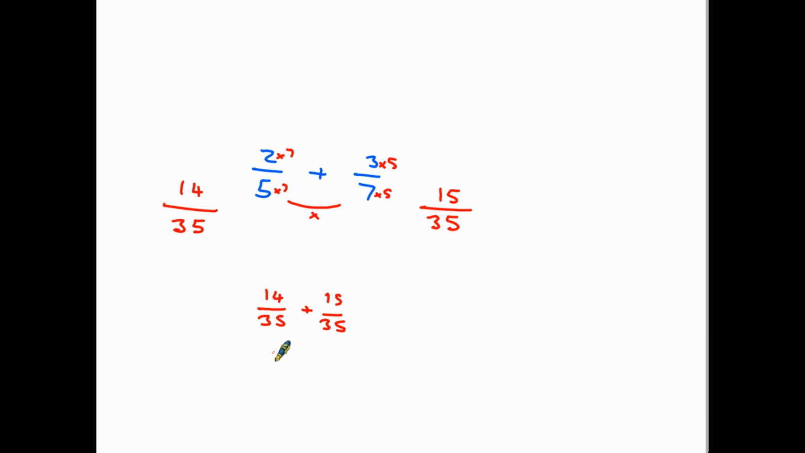Now we are in the situation where the denominator is the same number, so we can now go ahead and simply add the top two numbers together. 14 plus 15 is 29, and it's 29/35. Once you get your answer, we would normally simplify. In this case, we can't, so the answer stays as 29/35.